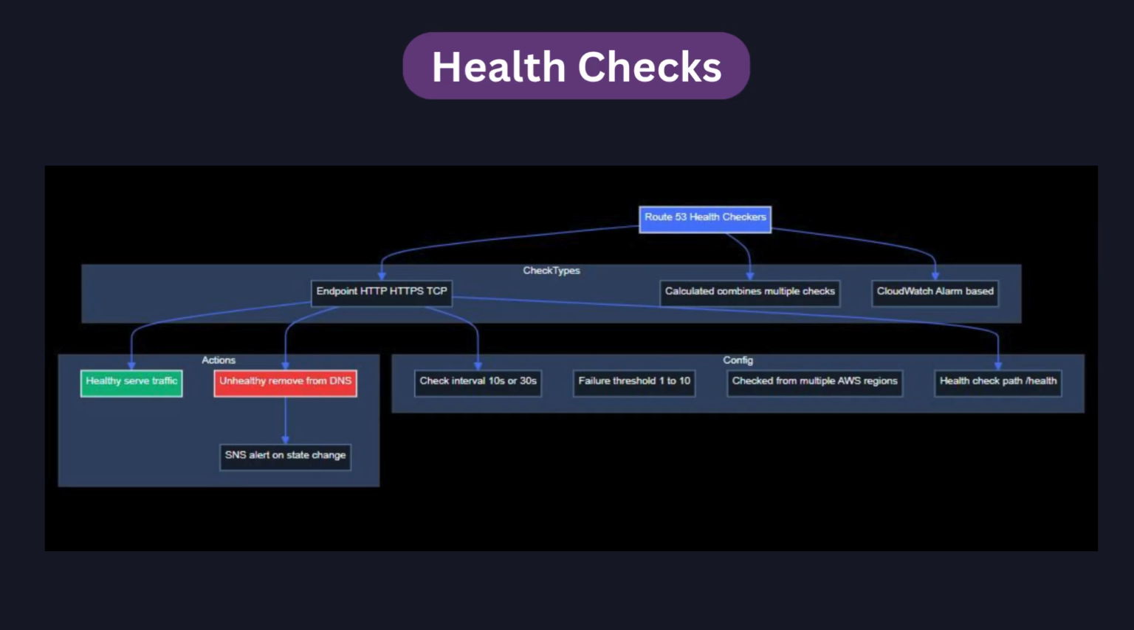Failure threshold defines how many failed checks are required before marking an endpoint unhealthy. Calculated health checks allow combining multiple checks together, and CloudWatch alarms can also be used for monitoring. In production systems, a dedicated health endpoint is used to verify not just the application, but also its dependencies like database and cache to ensure full system health.